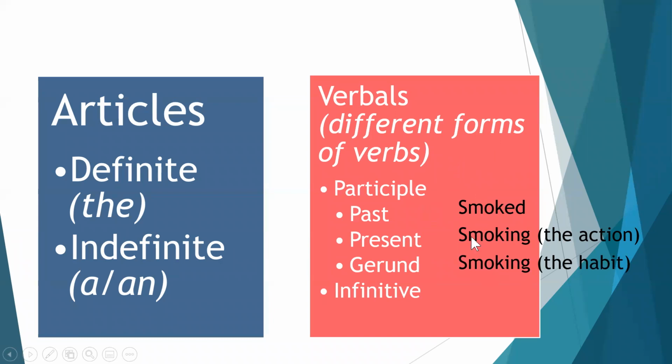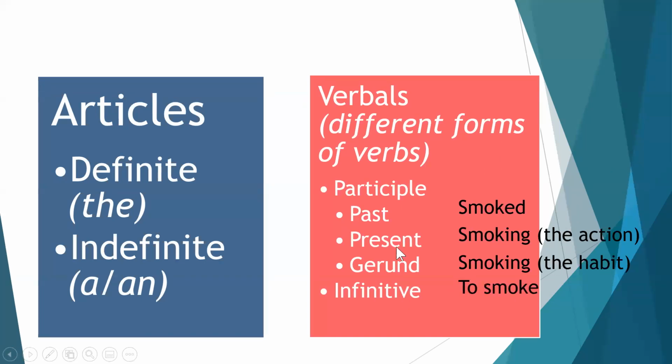Remember I said just now that you can make a verb into a noun in English. You can make an action into a thing. If you put on an ing, then it becomes the habit of smoking or the act of crying. So I can say smoking is bad for you. And in this case, I have made smoking into a noun, the act of smoking.